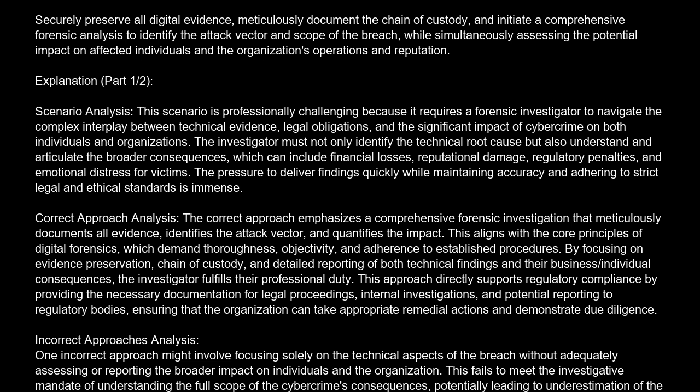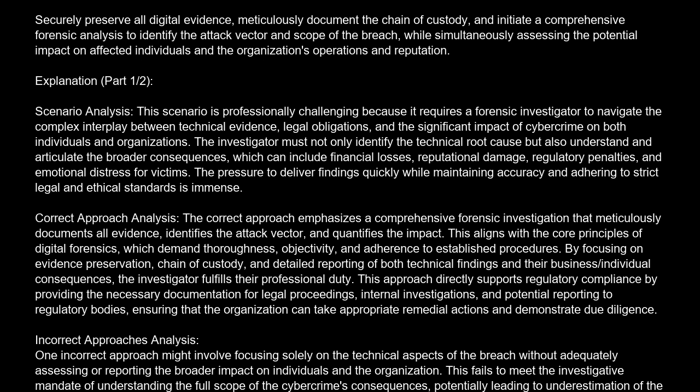This scenario is professionally challenging because it requires a forensic investigator to navigate the complex interplay between technical evidence, legal obligations, and the significant impact of cybercrime on both individuals and organizations. The investigator must not only identify the technical root cause, but also understand and articulate the broader consequences, which can include financial losses, reputational damage, regulatory penalties, and emotional distress for victims. The pressure to deliver findings quickly while maintaining accuracy and adhering to strict legal and ethical standards is immense.